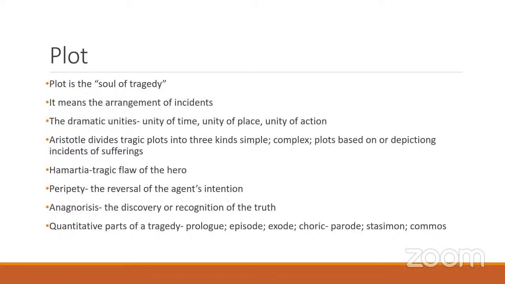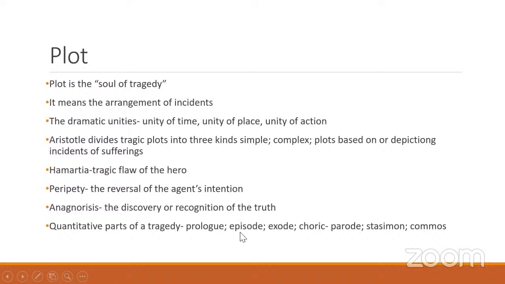Then we have exode. Exode is the entire part after the action. After whatever happens, there is the exode, which is the ending part. In between, we have chorus. The choric part is divided into 3, that is parode, stasimon, and chorus. Parode is the entrance of the chorus. It happens with prologue. Prologue and parode come together. First, there will be an introduction of the play, that is prologue. Then there will be parode, the entrance of the chorus.